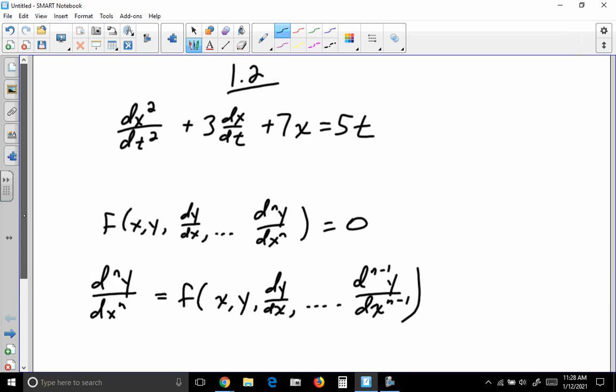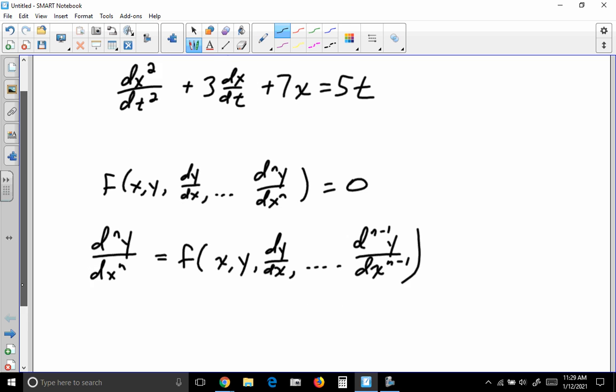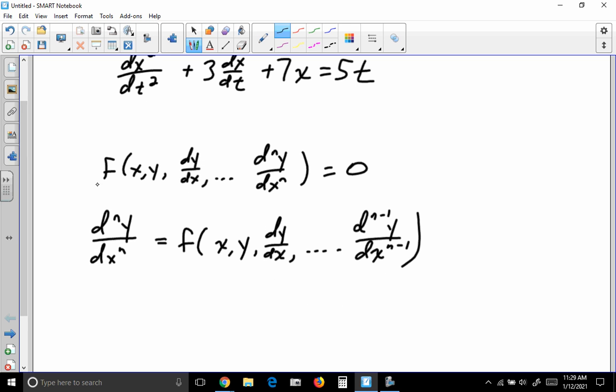So as we move into section two, we recognize that a differential equation is typically an equation that relates our independent variable to various derivatives of our dependent variable. And these can come in so many different forms. So generically speaking, we can say that we have some function of our independent and dependent variables at varying levels of derivatives of our dependent variable.